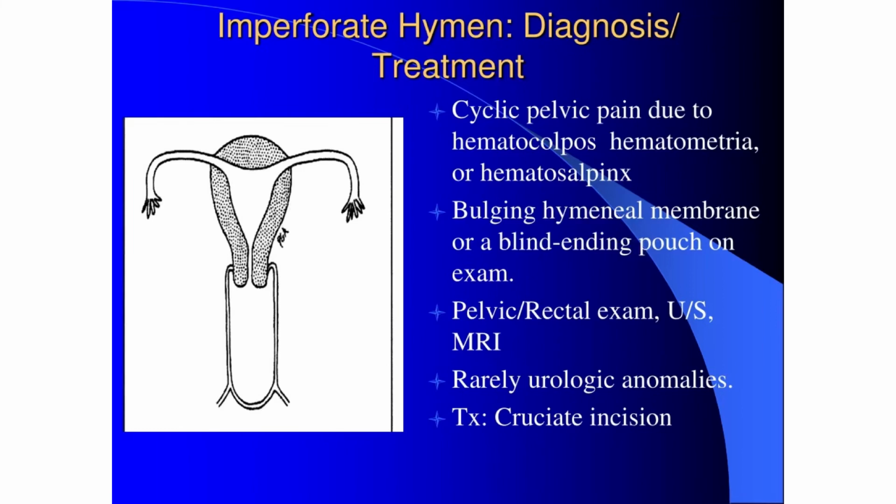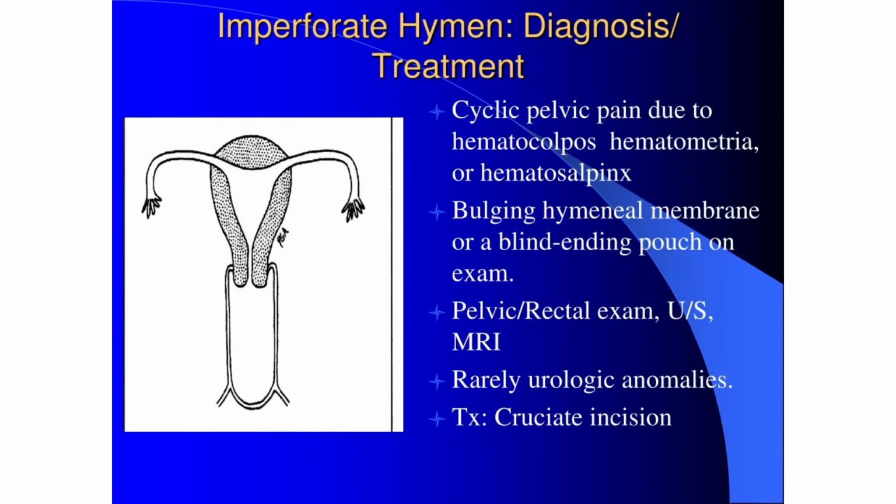On physical exam, what would you see? You would see a bulging hymen, a bulging bluish membrane of the hymen, and a blind ending pouch. You would investigate this with a local exam, pelvic exam, ultrasound, and MRI. So it's a rare anomaly. This is a rare anomaly, although you might know someone who has it.